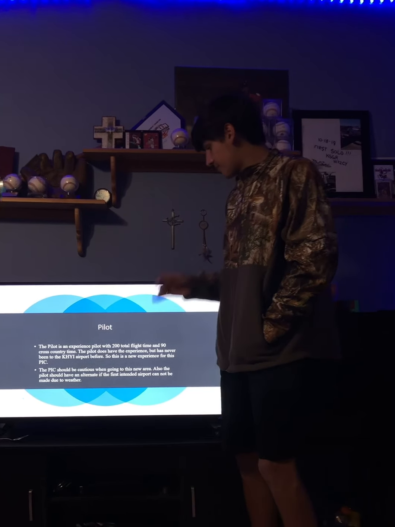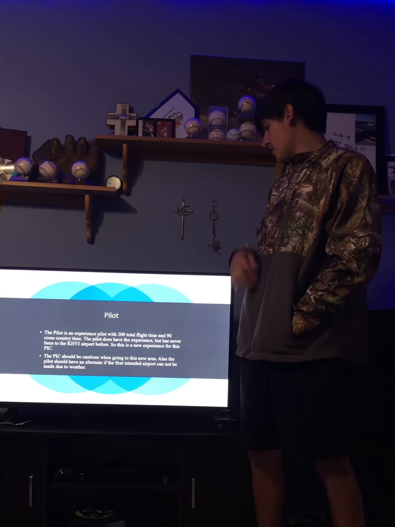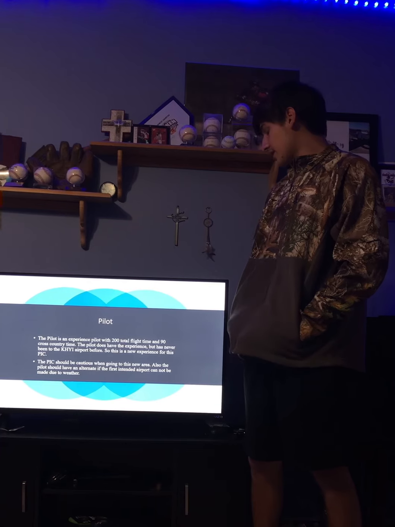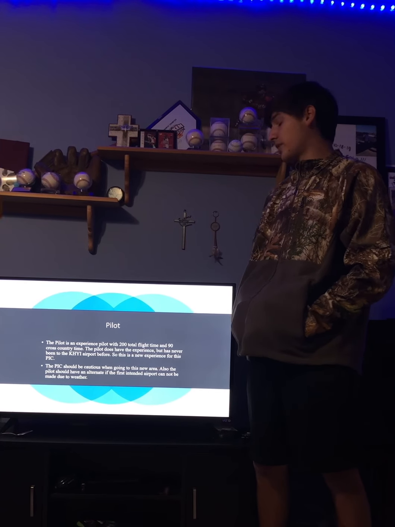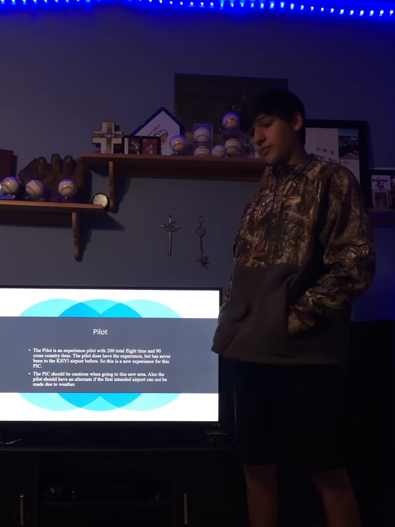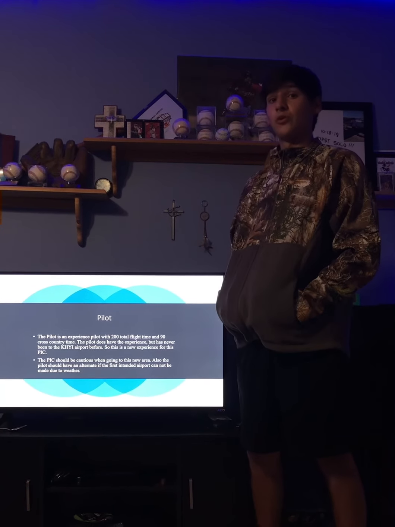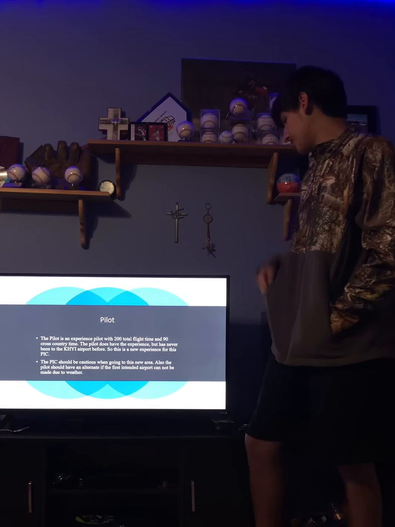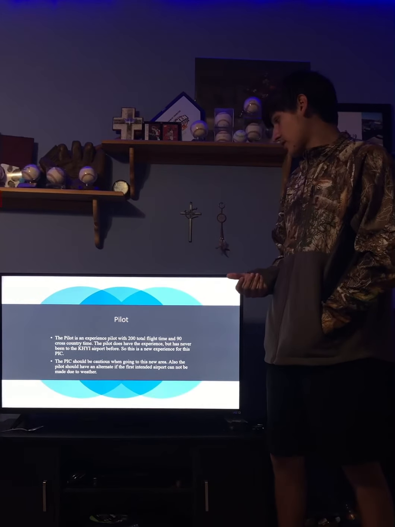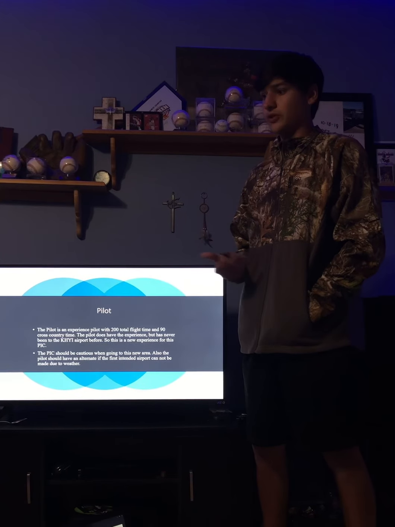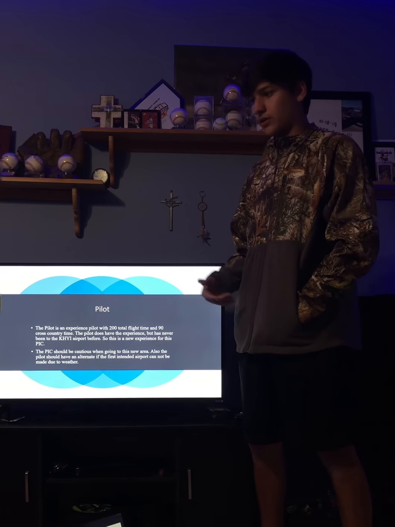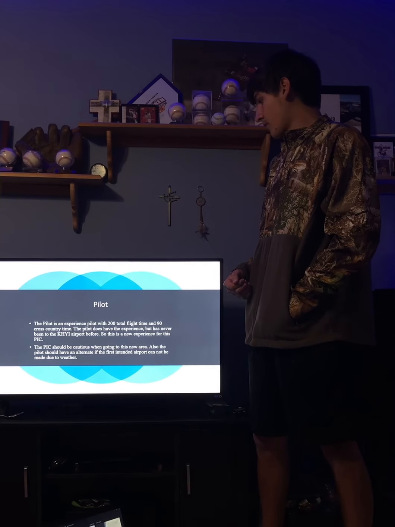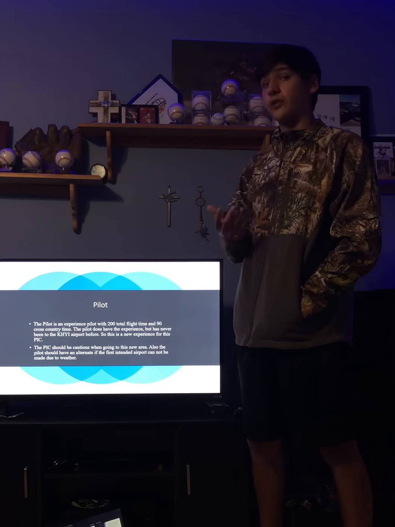The pilot is an experienced pilot with 200 total flight hours, 90 of them being cross-country time. The pilot does have experience but has never been to San Marcos before. He's been up there many times but has never flown that route before, so this is going to be a totally different experience for them. Since this is a new experience, the PIC should always use caution. You should always use caution whenever going to different airports you've never been to, but you've got to be cautious whenever you're not in familiar territory.